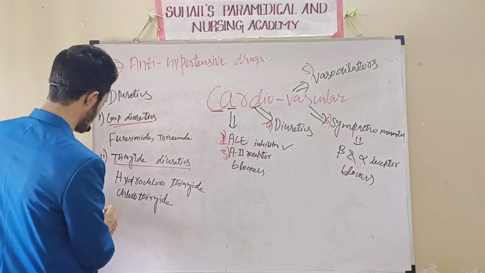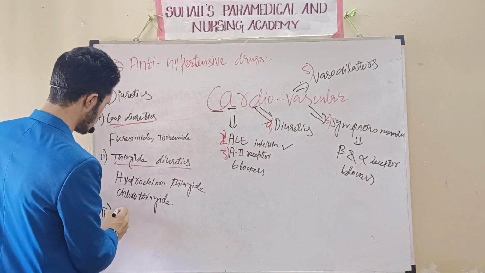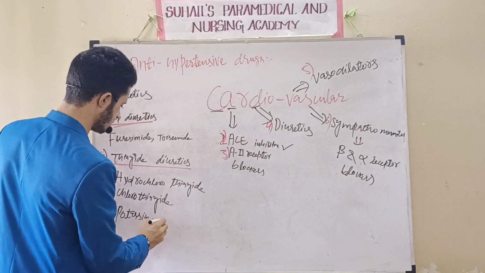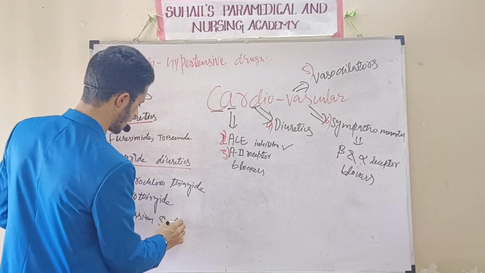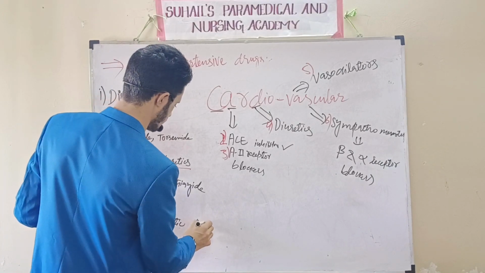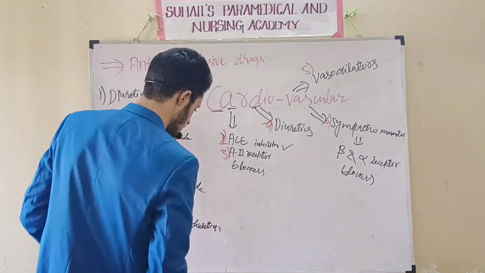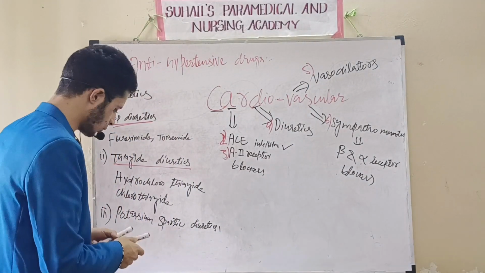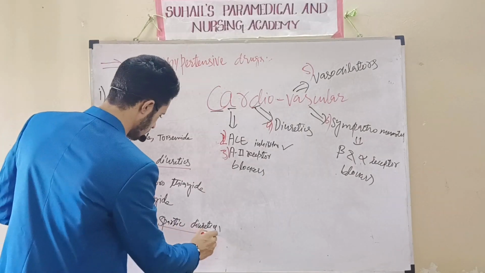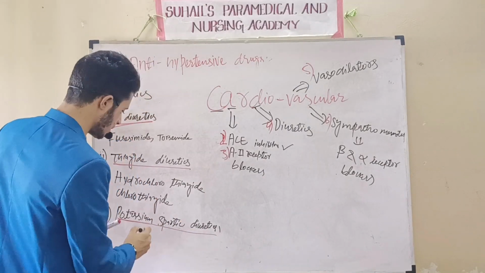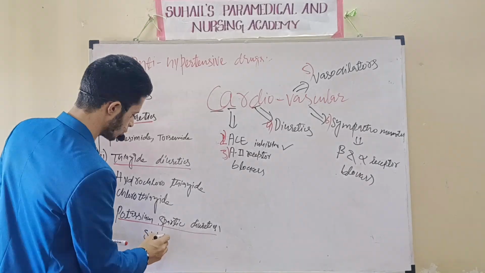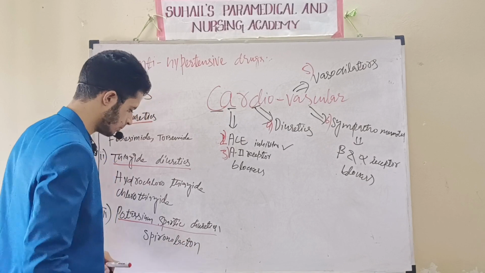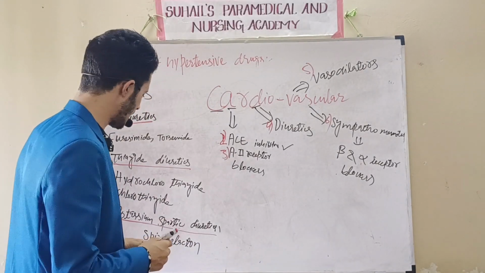Then the third classification, that is potassium sparing diuretics. In case of potassium sparing diuretics, what is the example? Remember the example is spironolactone. Okay, so this is the example in the potassium sparing diuretics.